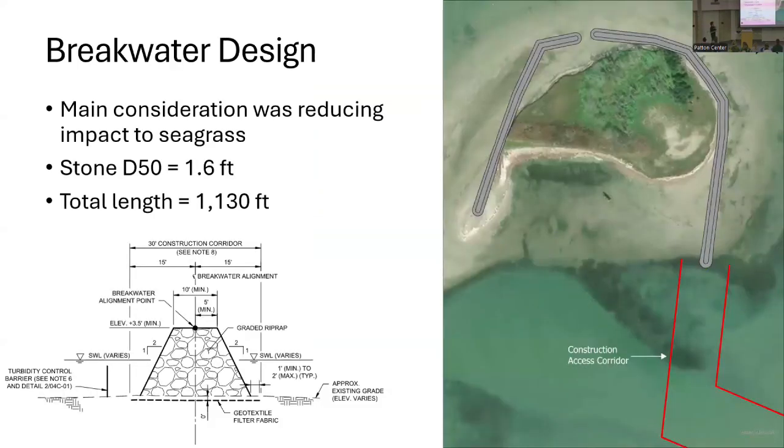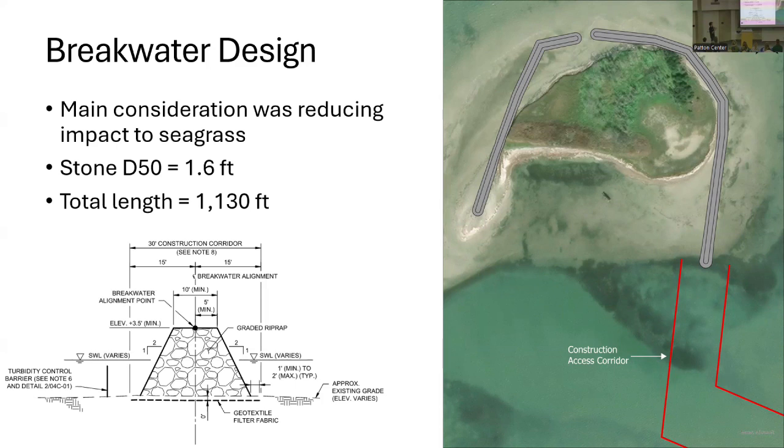So getting into our protection design, we designed a breakwater to go around the island, and the main consideration was reducing any impacts to the seagrass that we see around the island. And you can tell, at least on the northern side of the island, where the breakwater really has to hug right along the shoreline. And then going through our regulatory process, we had to come up with an access corridor so the contractor could actually get to the site.